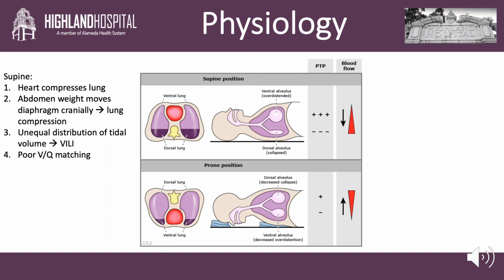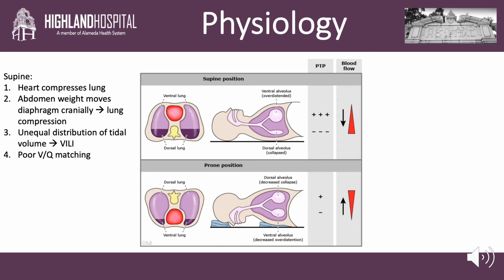So what you get is essentially collapse of your dorsal alveoli because of all the excessive weight and compression that's occurring, with not really nearly as much compression of your ventral alveoli. And so when a tidal breath is delivered, that air is going to go preferentially to your ventral alveoli. And that's going to result in overdistension of those alveoli and ultimately can lead to ventilator-induced lung injury, worsening outcomes.